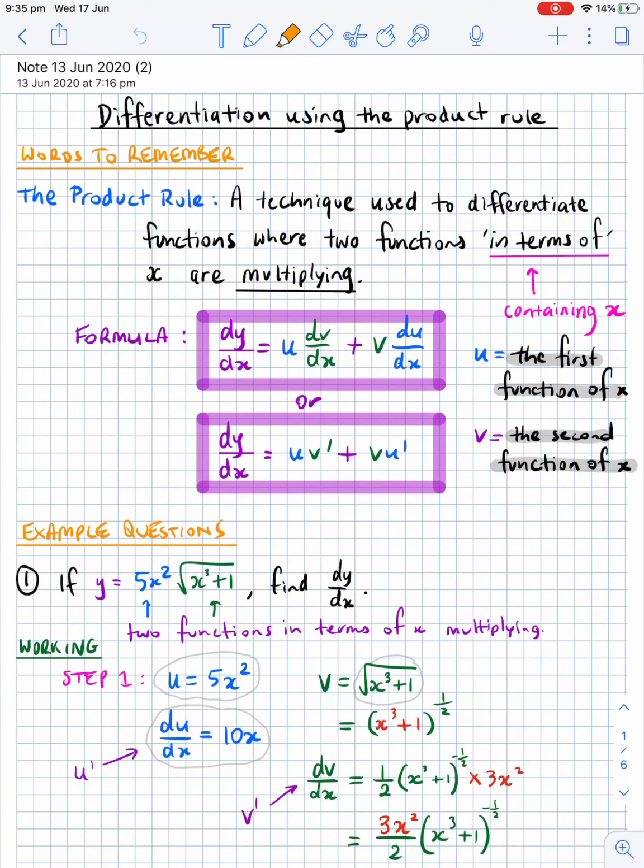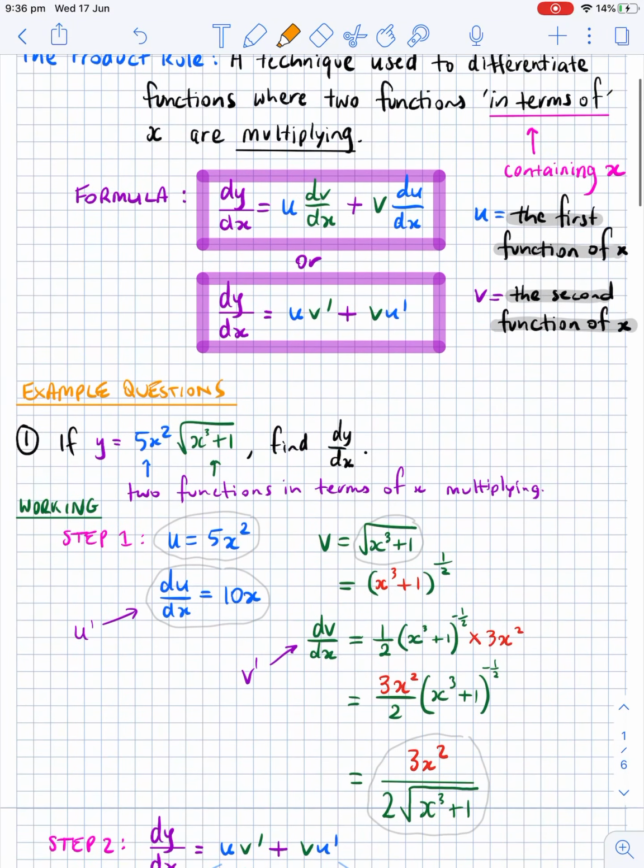Hi guys, for today's video we're going to be dealing with differentiation using the product rule. So what do I mean by the product rule? It's a technique used to differentiate functions where two functions in terms of x are multiplying. So that probably doesn't make much sense, but you're dealing with this sort of situation down here.